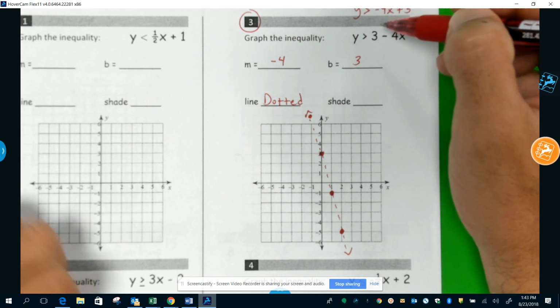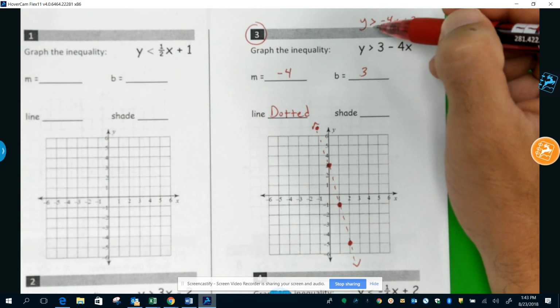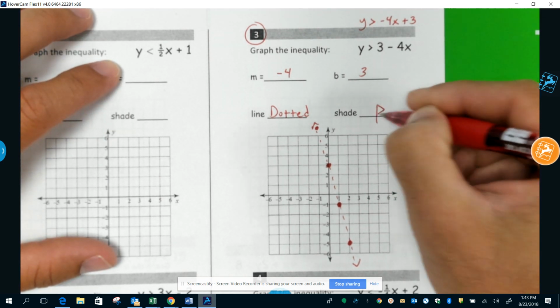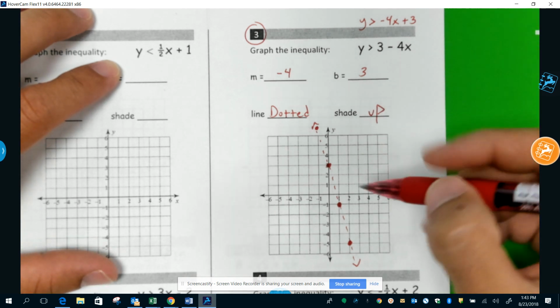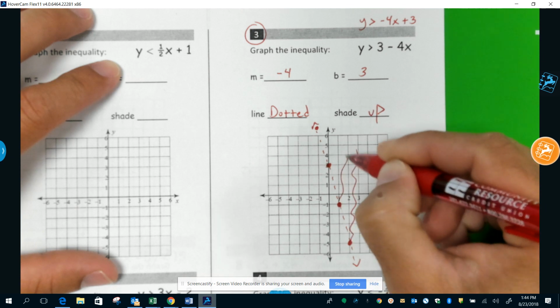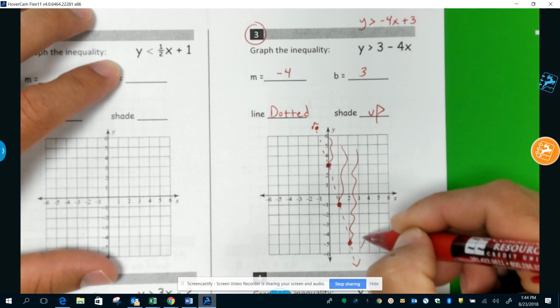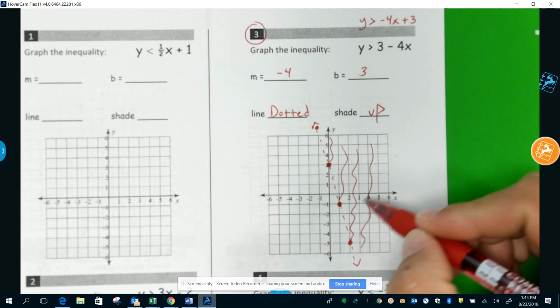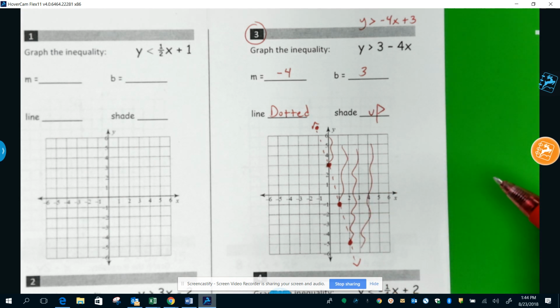Now, once again, this is a greater than symbol, and greater than symbols tell us we are going to shade up. So what you do is you put your pen on the line, and you go straight up, straight up, straight up. So this looks like we're shading to the right of the line, but actually what we're shading is up. So that would be a completed inequality graph right there.